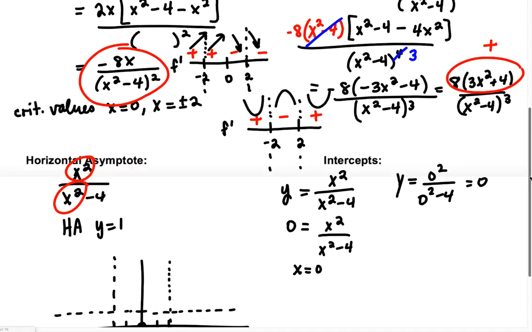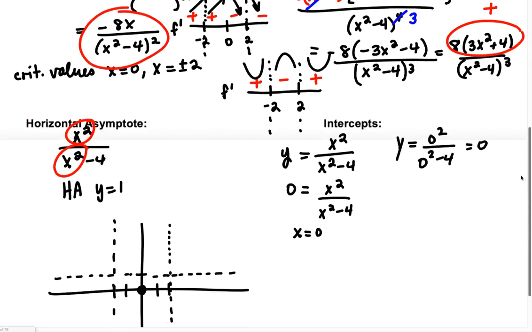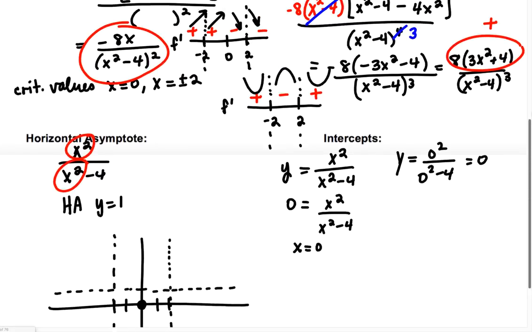So on your test, like I was saying, I'm not going to ask you to graph everything. I will on a little quiz, but it takes a lot of time to graph everything. I don't want to spend your whole test graphing. But I might ask where it is concave up, where it is concave down, and so on. Okay?